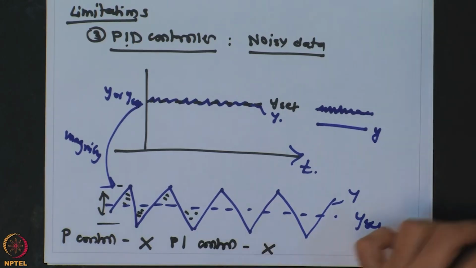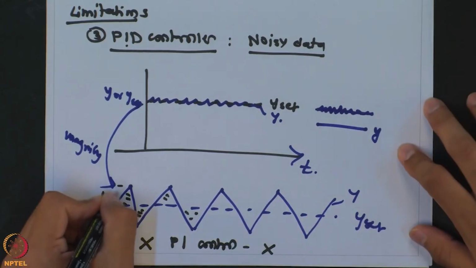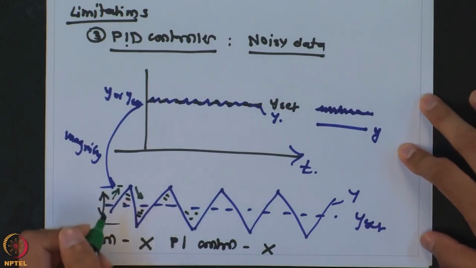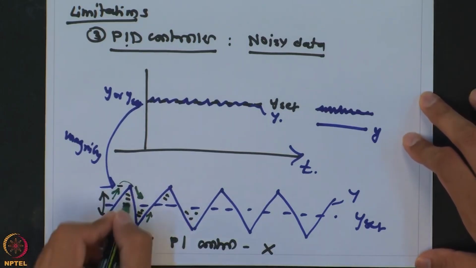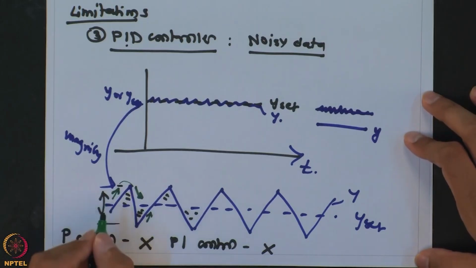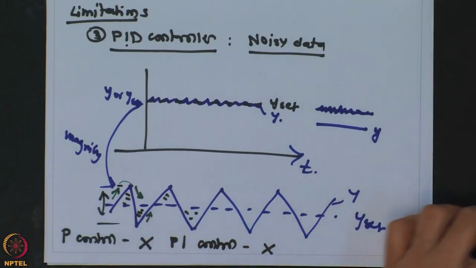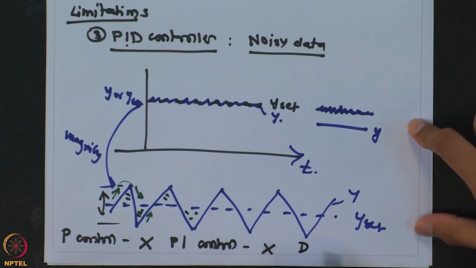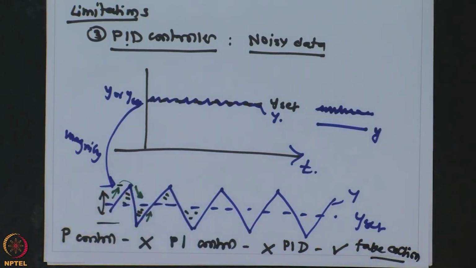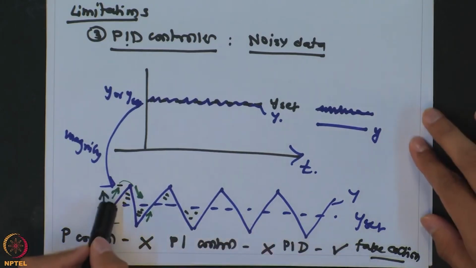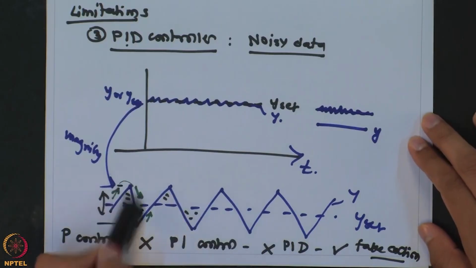But if you look at the derivative action, you will see that here the derivative is positive, suddenly the derivative is negative. So, the derivative value can be much larger than the actual value of the error, and in that case what is going to happen is the derivative action will actually try to react, or will try to take action to eliminate these kind of small fluctuations in the output, which are actually not required.